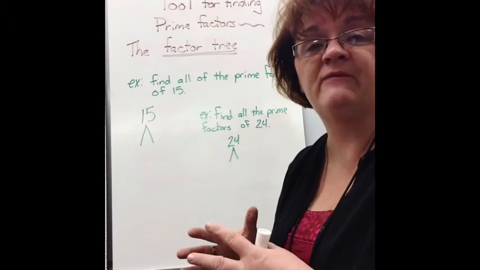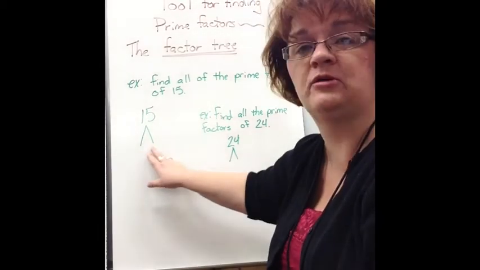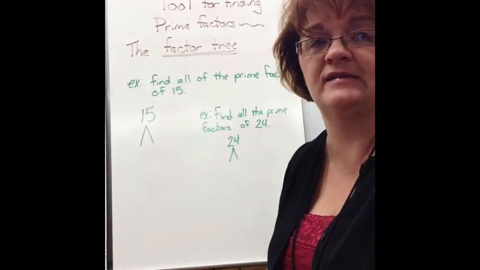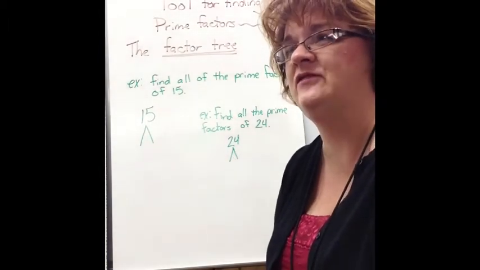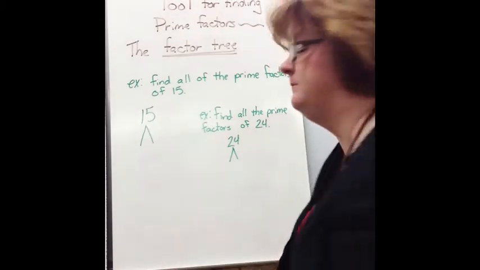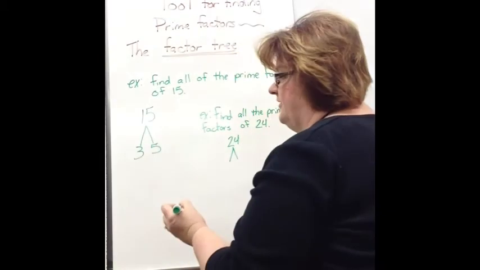Now when we're doing prime factorization, we only use multiplication. Okay, so what two numbers can I multiply by each other to get the number 15? That's what we're really asking. So when I think about what makes 15, I know that 3 times 5 is 15. Okay, so 3 times 5 is 15.